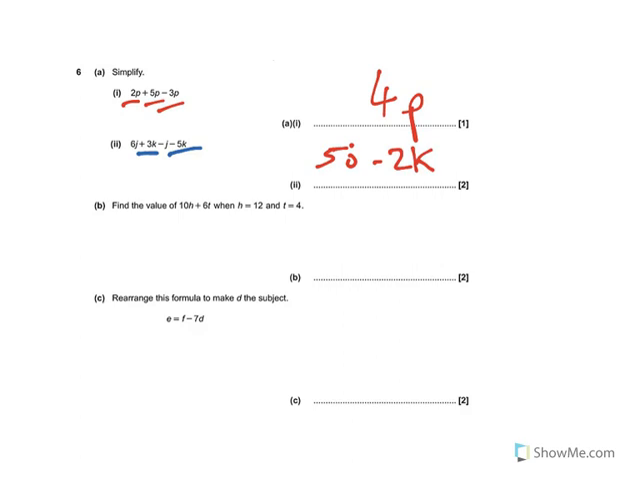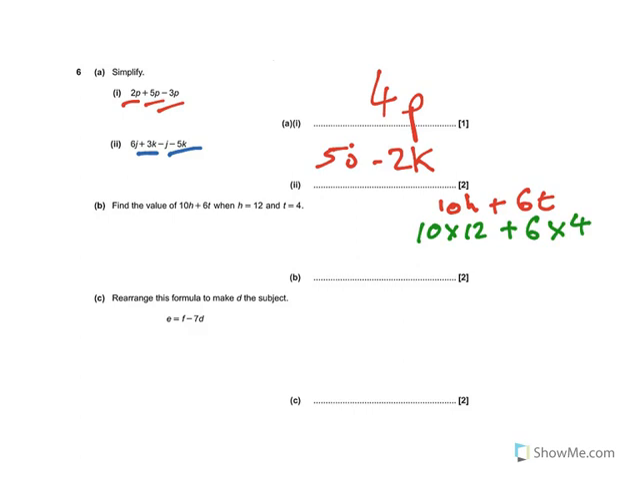Okay, question 6b. It says find the value of 10h plus 6t when h equals 12 and t equals 4. This is simply a matter of substitution. Best thing to do is to write your question out again. 10h plus 6t. Let's remember to substitute in. So, what do we do when we substitute in? We do 10 times h, which we're saying is 12. And we're going to add 6 times t, and this time we know that t is 4.